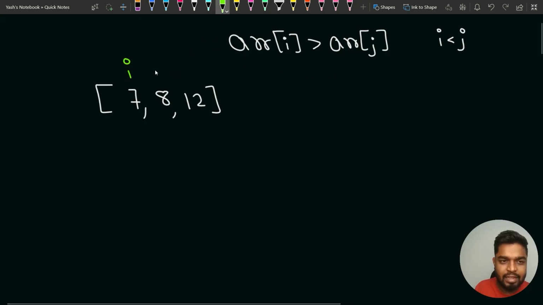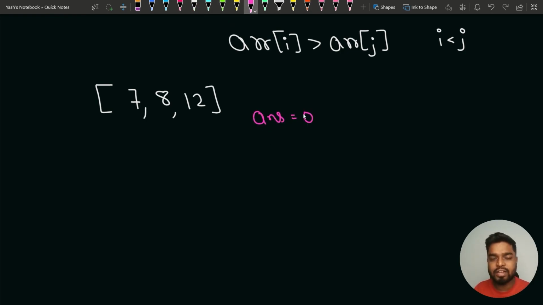Always remember that i should be less than j. If you see this i and this j, the ith element is not greater than the jth. Then if I check the next jth element, the ith element is again not greater. Then if you check this as the ith element and this as the jth element, again the ith is not greater than the jth. So the count of inversions will come out as 0 for this array. The inversion count is basically 0 when the array is already sorted.